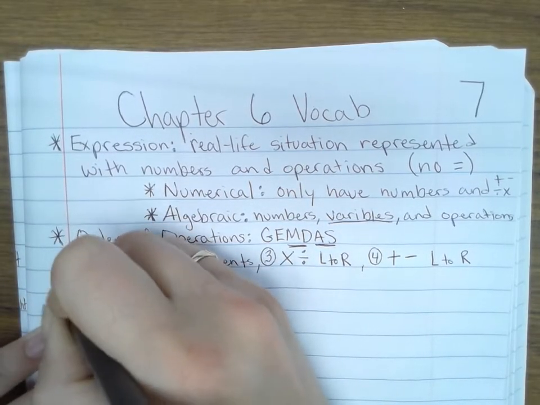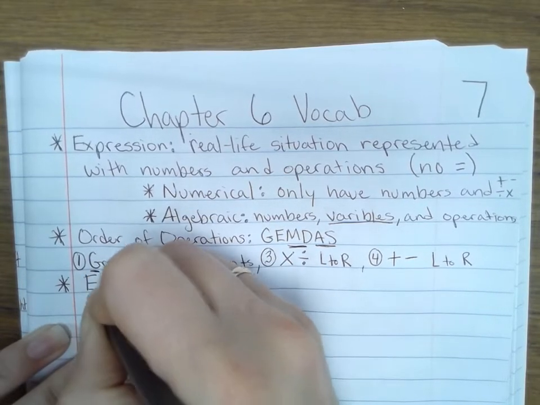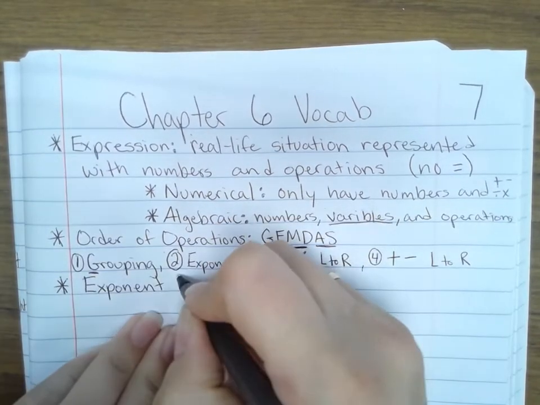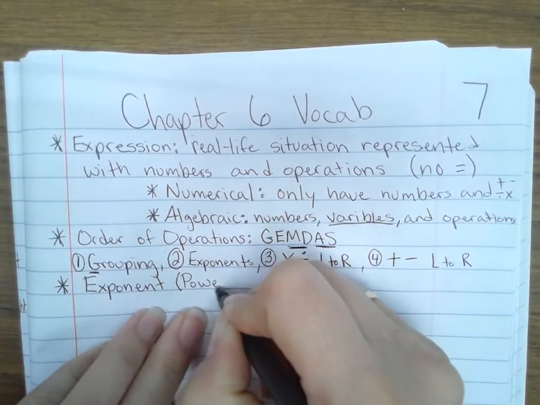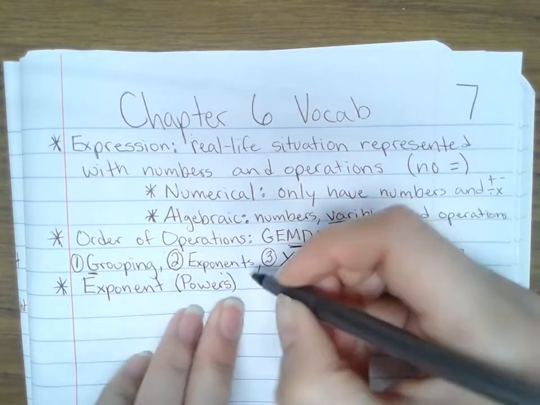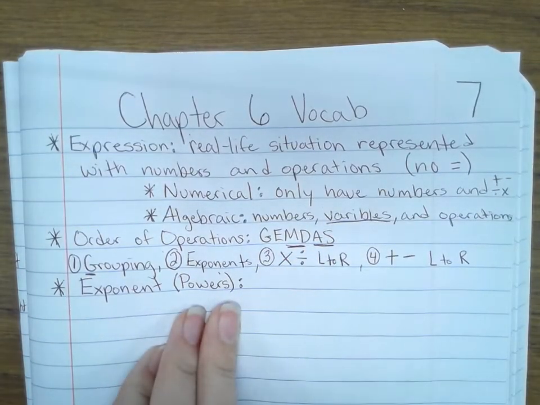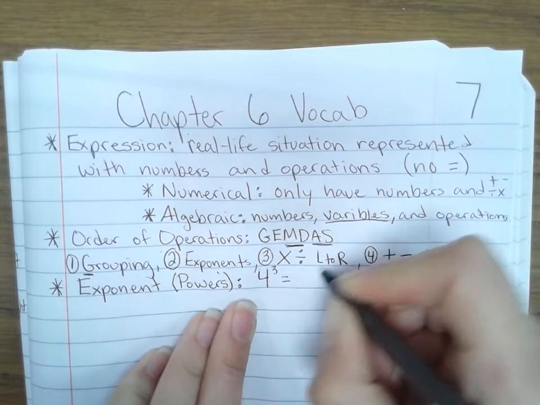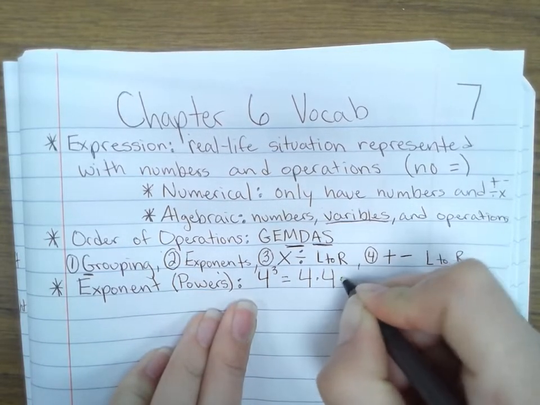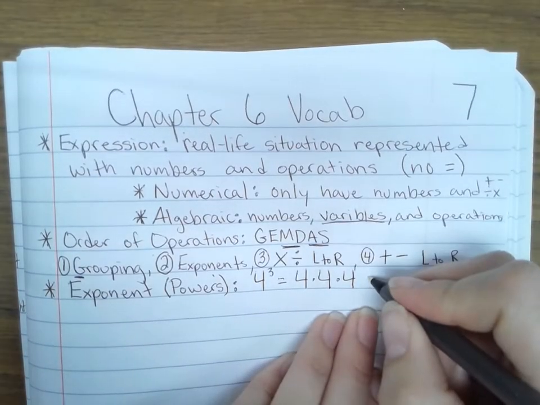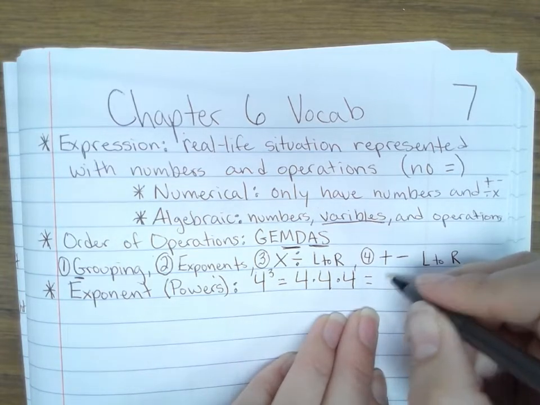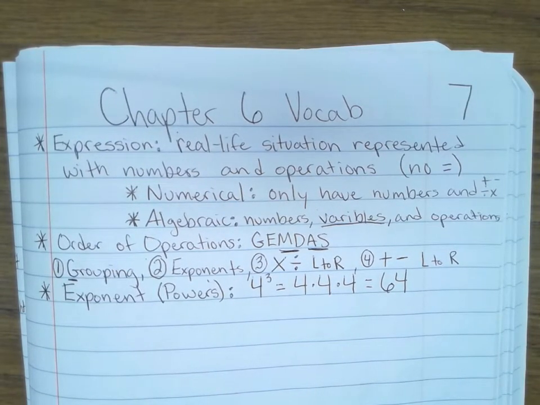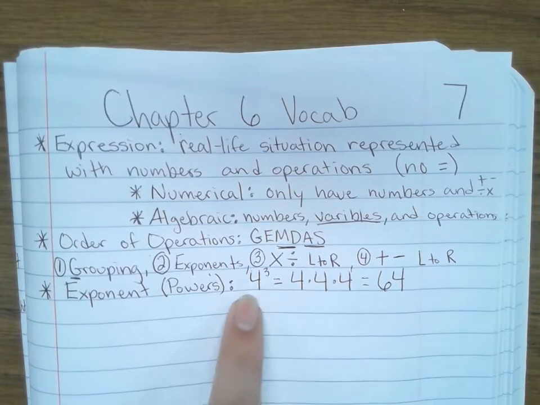Okay, next one I want you to write is an exponent. In parentheses, I want you to write powers. And I think it'll be easier here if we just show an example. So 4 to the third power means 4 times 4 times 4, which means 64, not 12 as some people think it should be. So I'm just giving you an example there because I know you know what it is, as long as you remember to put it in the right thing.